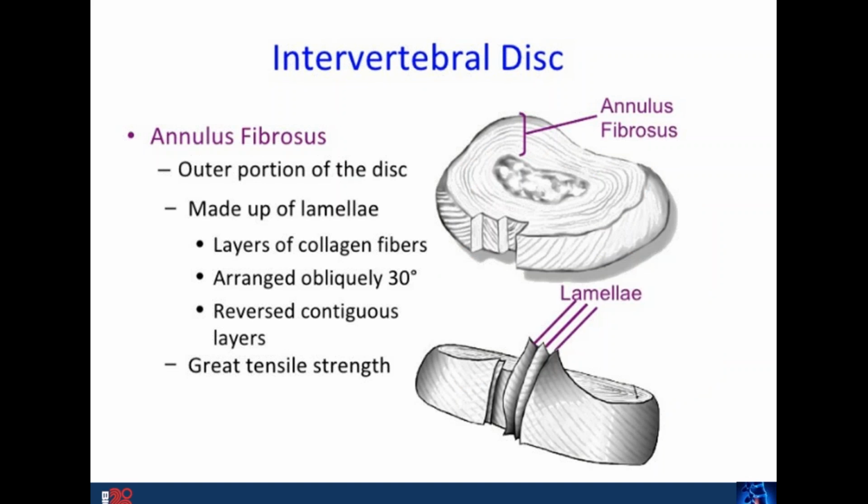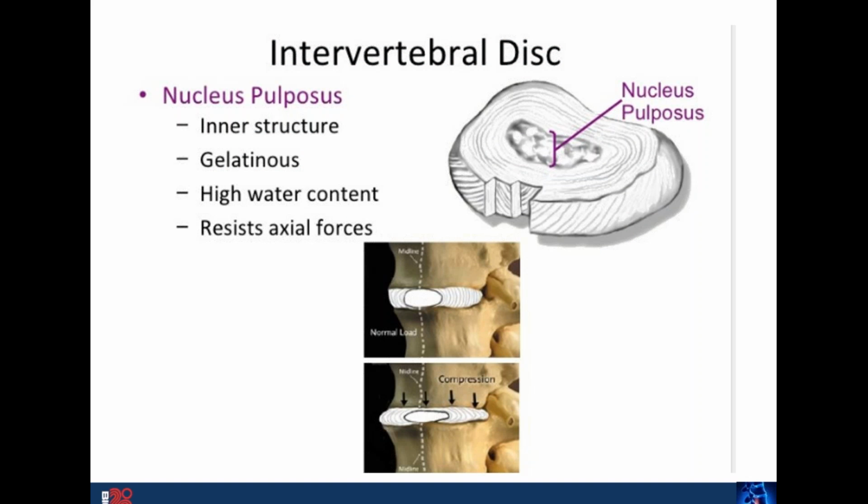The outer annulus fibrosus, again, the outer portion of the disc, is made up of concentric lamellae consisting of collagen fibers. They're arranged obliquely at roughly 30 degrees. This adds increased strength and tensile strength to that disc. The inner nucleus pulposus is gelatinous in structure, has a high water content, and it's important because it resists axial forces like compression.